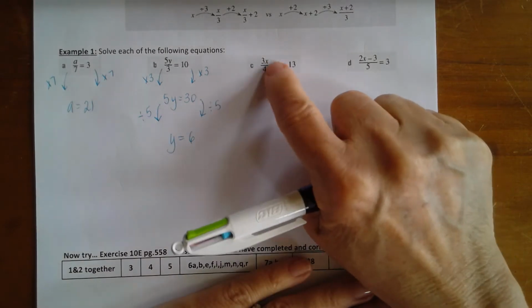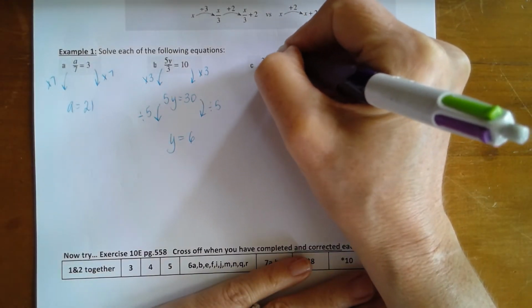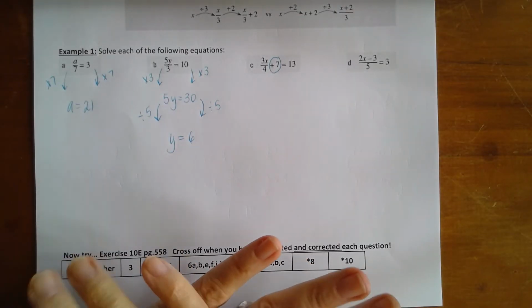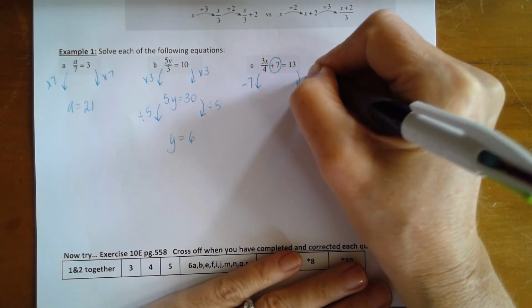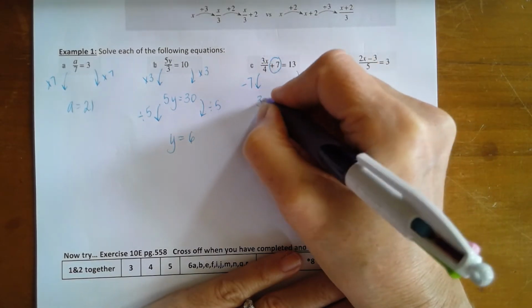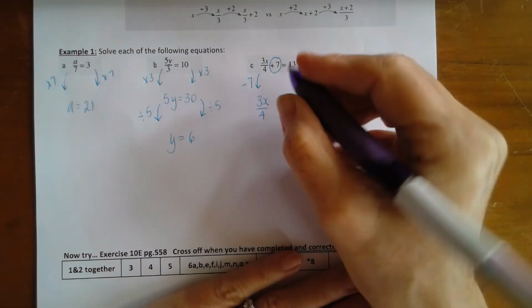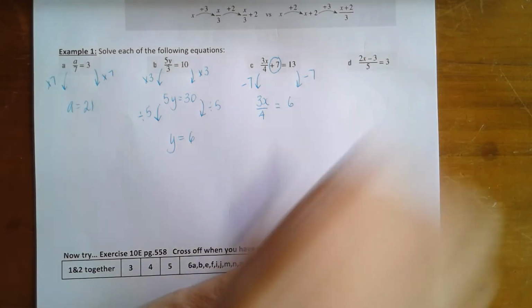So on this one, the first thing I do is get rid of the 7 first. Okay, because it's off on its own, it's not in the fraction. So I'm going to take 7 first. The fraction stays exactly the same, and I just take 7 from both sides. That gets rid of that 7. And on this side, I get a 6.